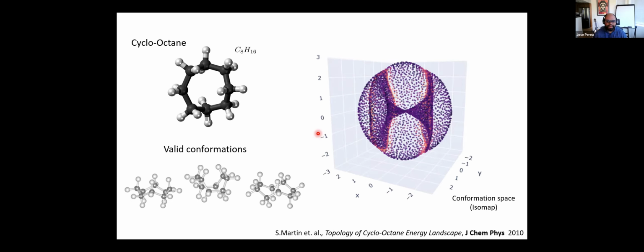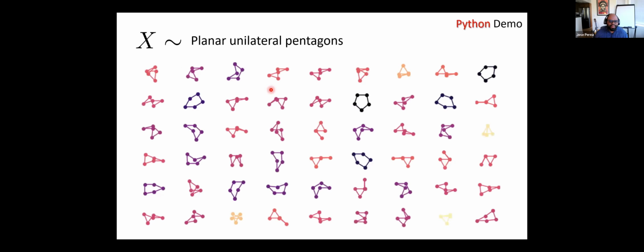And again, the question is, how can topology help in these types of problems? The example I want to use is something that mathematicians do all the time. If you cannot solve a hard problem, go to a simpler problem and see what you can say. So the simpler problem I'm going to walk through today is the space of planar equilateral pentagons.